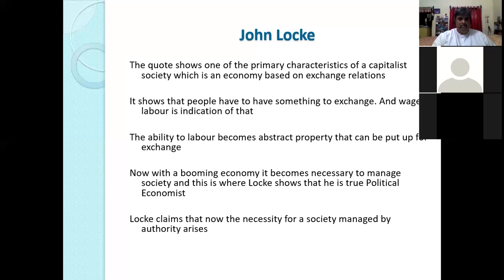And he believes that when the economy is booming, which it will in his second stage of the state of nature, because at that time the economy was booming, it becomes necessary to manage society. Because now that there is a lot of money, this creates the necessity for management of society. Let us understand why. Why is he saying this?